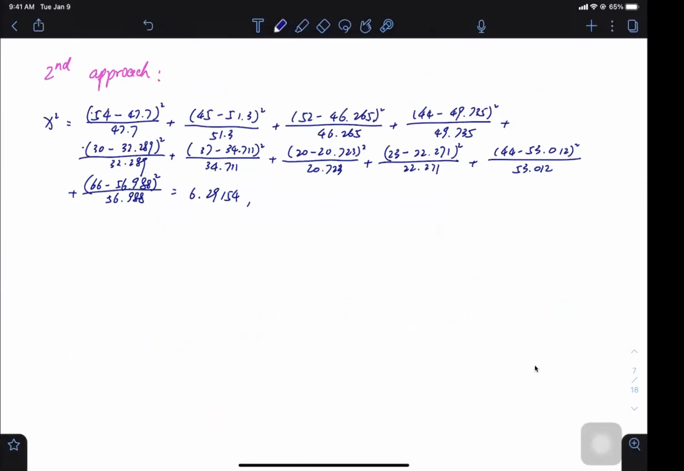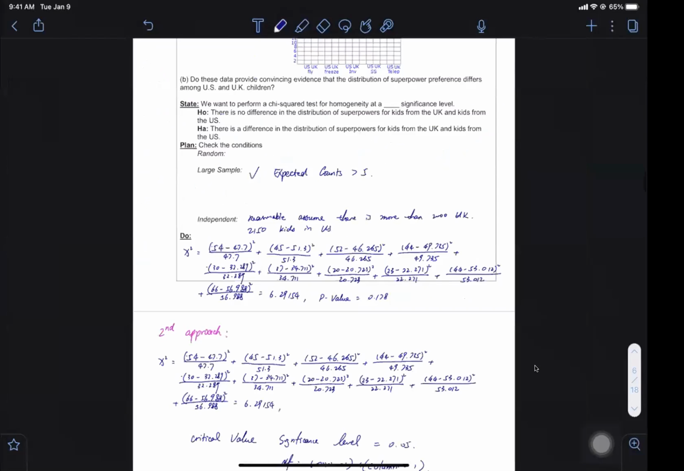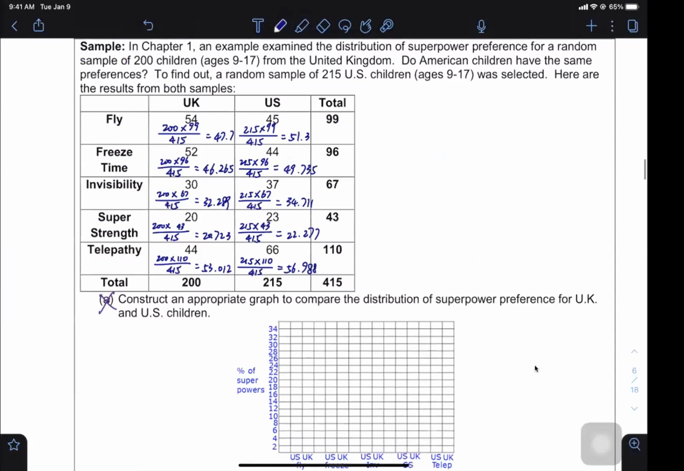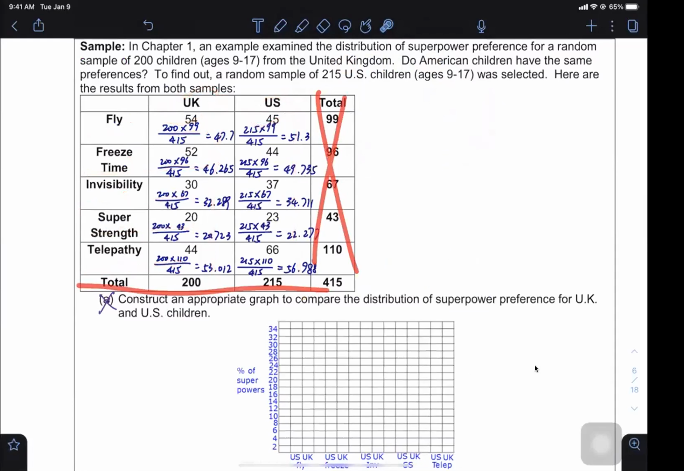And now find a critical value with a significance level of 5%, and the degree of freedom is row minus 1 times column minus 1. How many rows do you have? 5 in total. And how many columns do you have? 2 in total. Disregard the total, don't count the total.